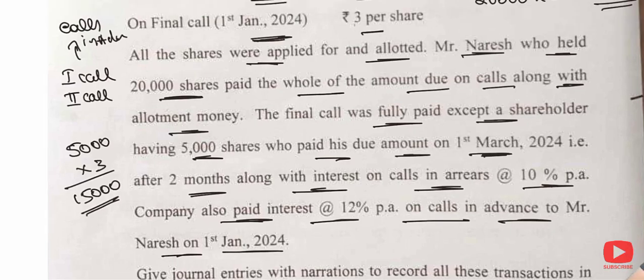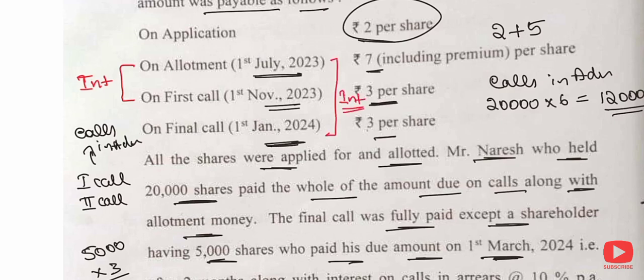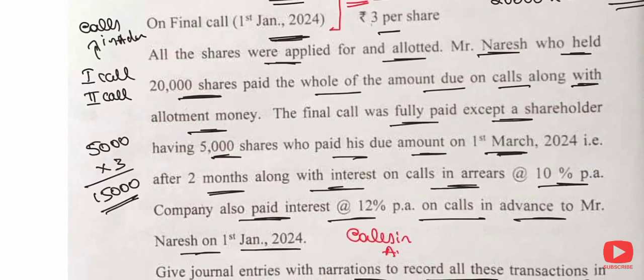Now you have to be very careful, guys. When you're calculating interest, you have to be very careful. For the first call, which is paid in advance, it's 3 rupees. You will get interest from when to when? From here to here, you will get interest for calls in advance. For the other one, from here to here, interest. Interest has to be calculated. And for calls in arrears, it is going to be from 1st Jan to when did they pay the amount? They paid the amount on 1st March. So 1st Jan to 1st March.